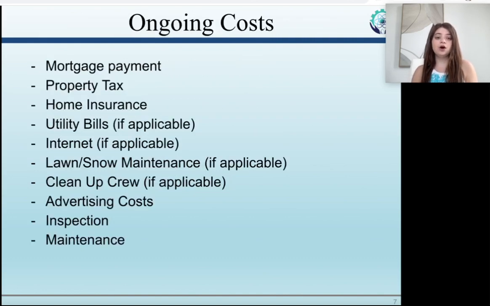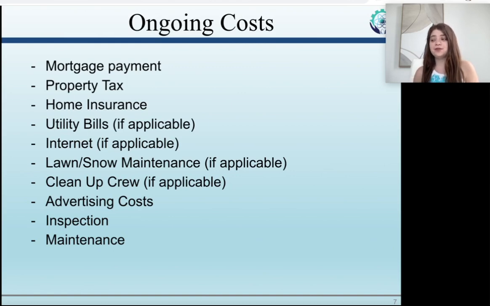Okay, now what are the ongoing costs? Well, the ongoing costs are the mortgage payment, property tax, and home insurance. So those are definitely guaranteed ones no matter what, right? No matter what, you're going to have to make the mortgage payments unless you have purchased the property outright, which would be the only exception to that.